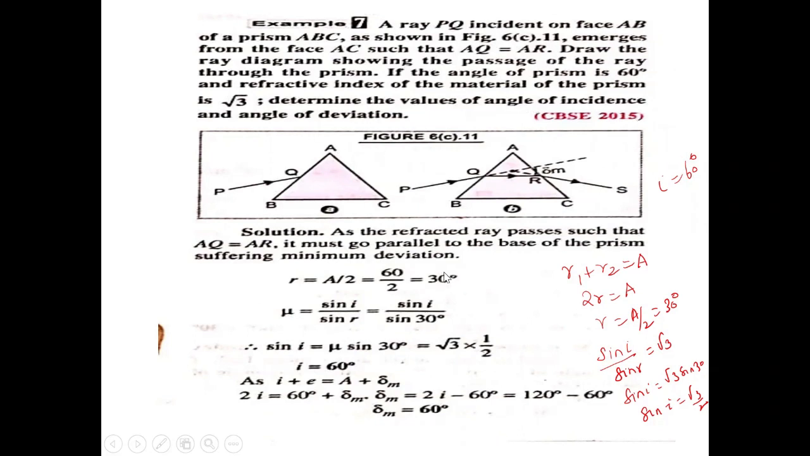So the first, under minimum deviation, R is equal to A by 2. Knowing the value of R, the child can find out what is I. So if I know I value, again this I plus E is equal to A plus del M. This formula the child should recall, and here I is equal to E again because it is minimum deviation. So 2I is equal to 60 plus del M. So from that, del M is 60 degree.